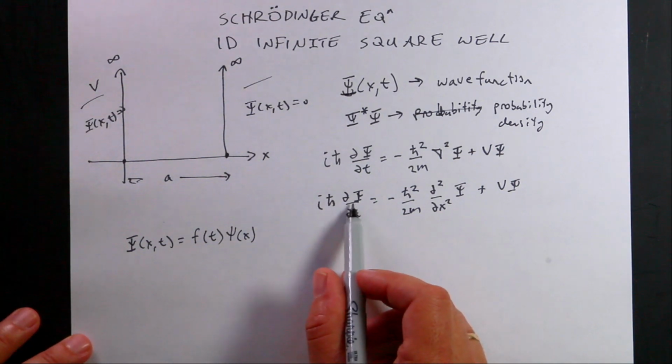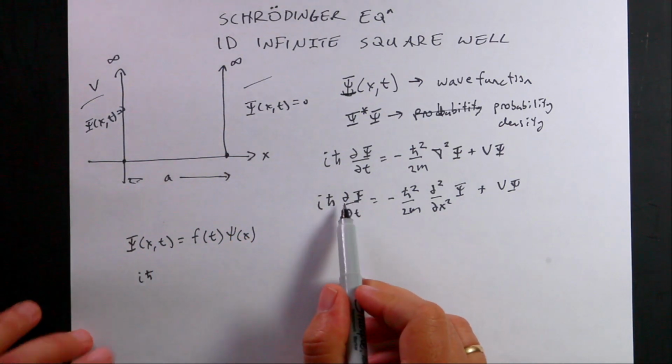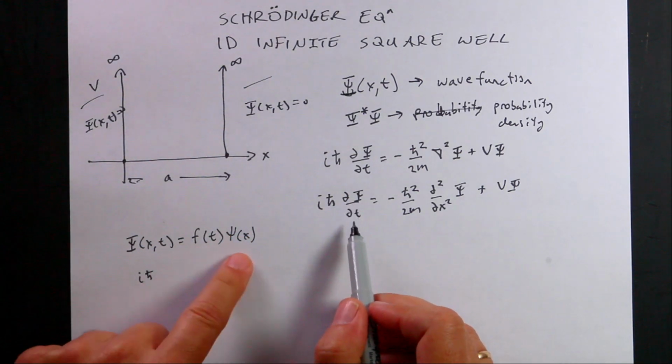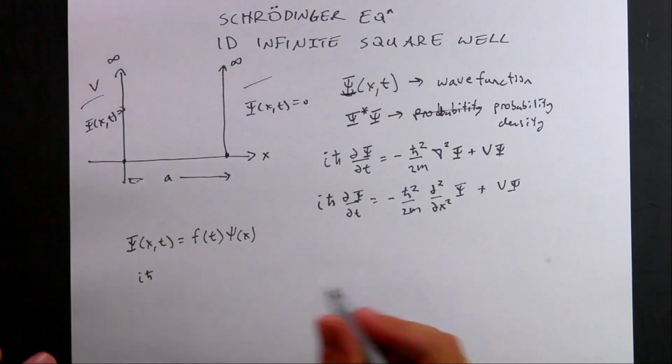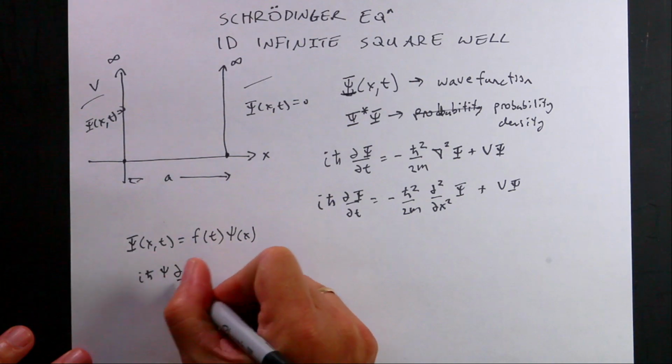Now let's put that in up here, and I get i h bar. Now I'm taking the partial of this with respect to t, but there is no t dependence in psi, so I can just pull that out front. So I'm just going to write psi times the partial of f with respect to t.